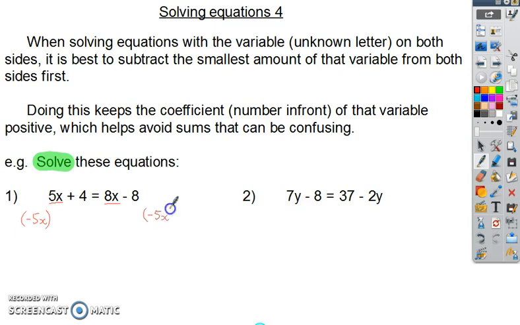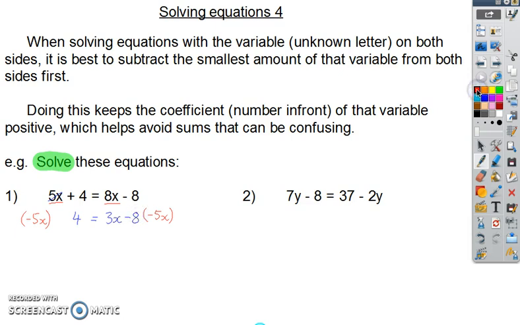Now if we subtract 5x from both sides, that keeps the equation in balance. It's like a pair of scales. What we do to one side of the equals, we have to do to the other side of the equals. Okay, 5x take away 5x just means we can cross that out. We're left with 4 on the left hand side, equals 8x minus 5x is 3x. The minus 8 stays the same.